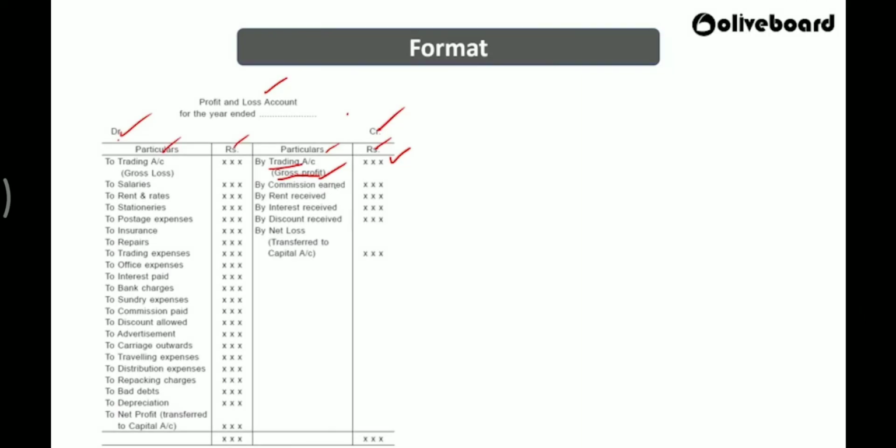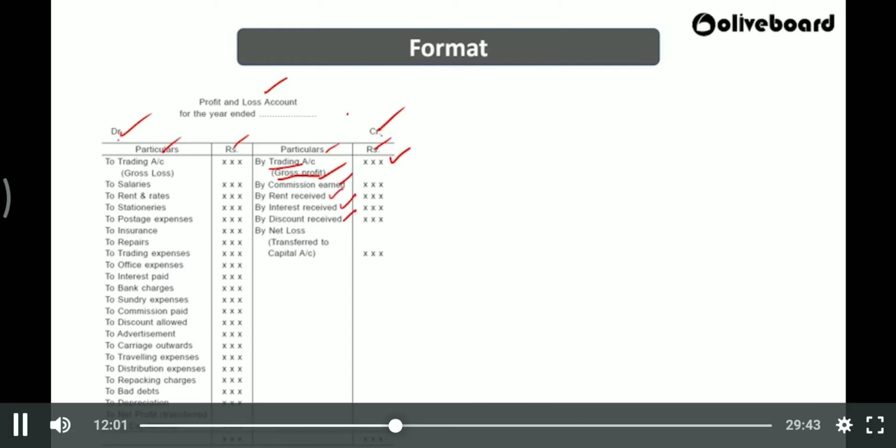All right, now see, commission earned, rental received, interest received, discount received. All right, so all these things are received. Is it directly related to your activity, I mean, your trading activity? No, these are all other incomes, indirect incomes I can call. All right, so all the indirect incomes I parked under where? Credit side of my P&L.